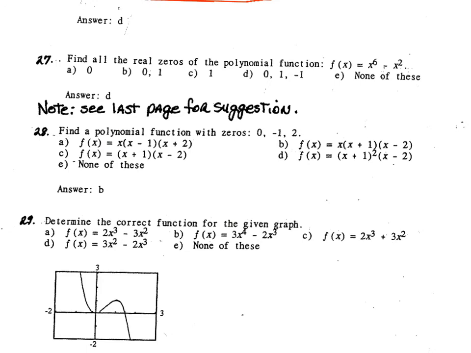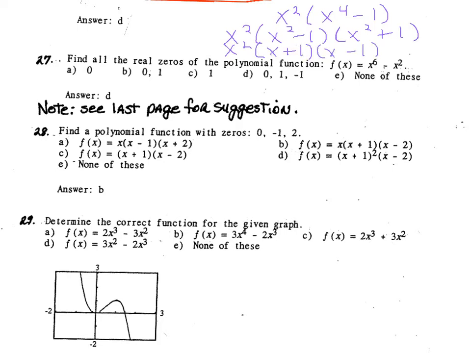For number 27, to find the zeros, I'm first going to factor out an x squared. So I have x squared, and I get x to the fourth minus 1. And then I see that that's a difference of squares, and I can factor more. So I get x squared minus 1 and x squared plus 1. And then I can factor x squared minus 1 even more to x plus 1, x minus 1. But I can't factor x squared plus 1 anymore, so I'm going to leave it like that.